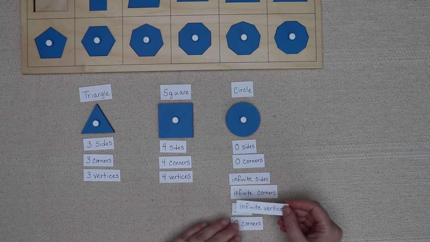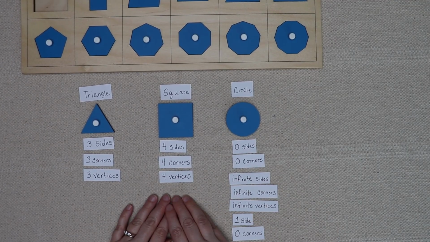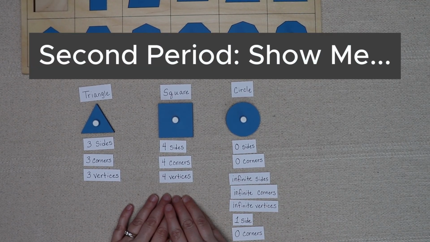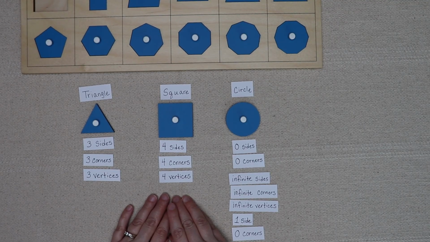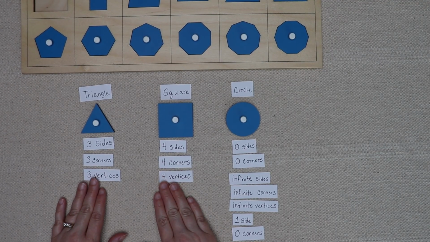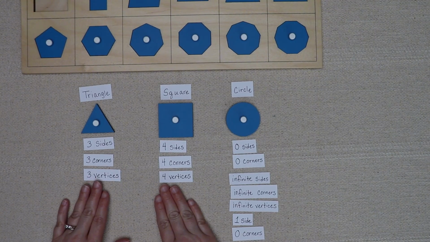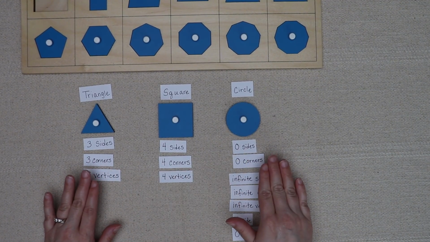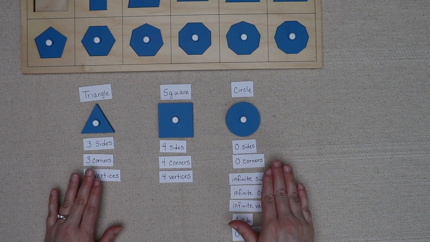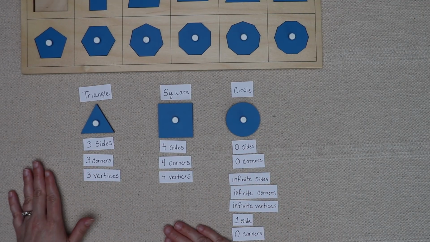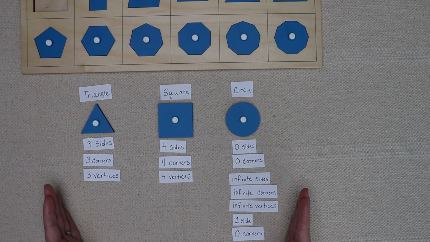to our infinite definition. Now we are entering the second show me period. We jumped into the second period briefly after introducing the first two shapes to check for understanding. Now that we've introduced all the shapes in this lesson, we will leave the first period of naming and enter the second period to solidify the learning with a few games of engagement and recall.